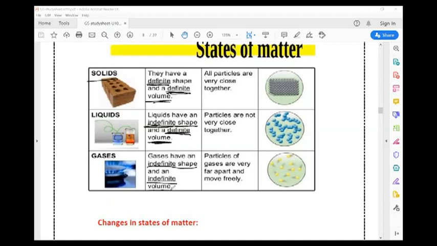The particles of gaseous, or molecules of gaseous, by the way, molecule means particle, the smallest part of gaseous, are very far away from each other. The distance between each molecule in the gaseous state is very large, larger than the distance between the molecules of the liquid state, and the molecules in the solid state are very close to each other.